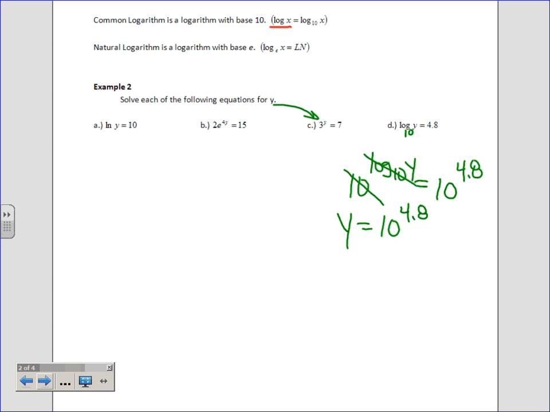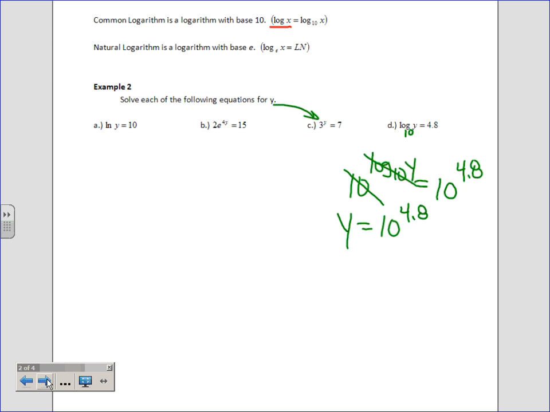Yeah, 63,095.73. See what I mean? That's a pretty small exponent, isn't it? But remember, exponentials just take off in your graphs. Now, I think I heard somebody whisper something as I was starting letter D. Perhaps I didn't. Of another possible way of doing that one.